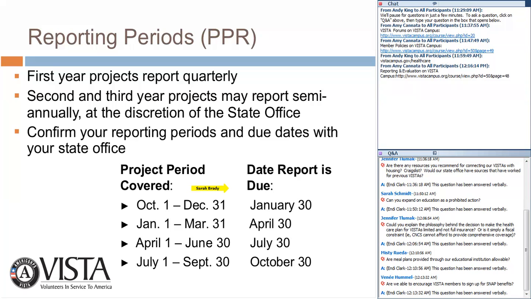So in your first year, you'll be asked to submit a progress report on a quarterly basis, and in subsequent years, you will likely submit semi-annual reports. And that's at the discretion of your state office, so you'll want to communicate with them to understand what their expectations are as far as reporting is concerned.